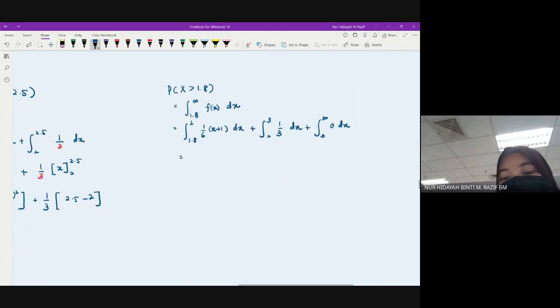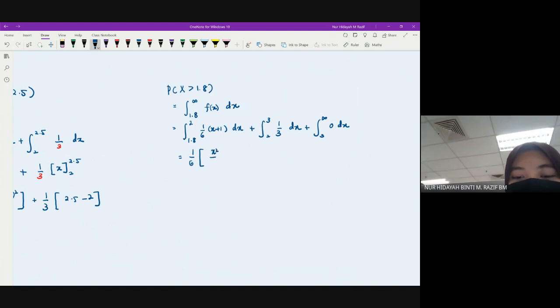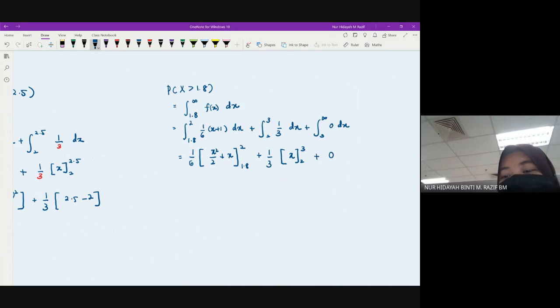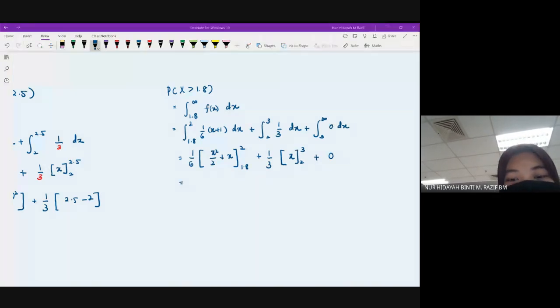So bila kita integrate, you akan dapat di sini 1 per 6 duduk kat luar, yang dalam akan jadi x square per 2 tambah x limit 1.8 sehingga 2, tambah 1 per 3, dalam ni kita akan letak x daripada 2 hingga 3, ditambahkan dengan kosong.